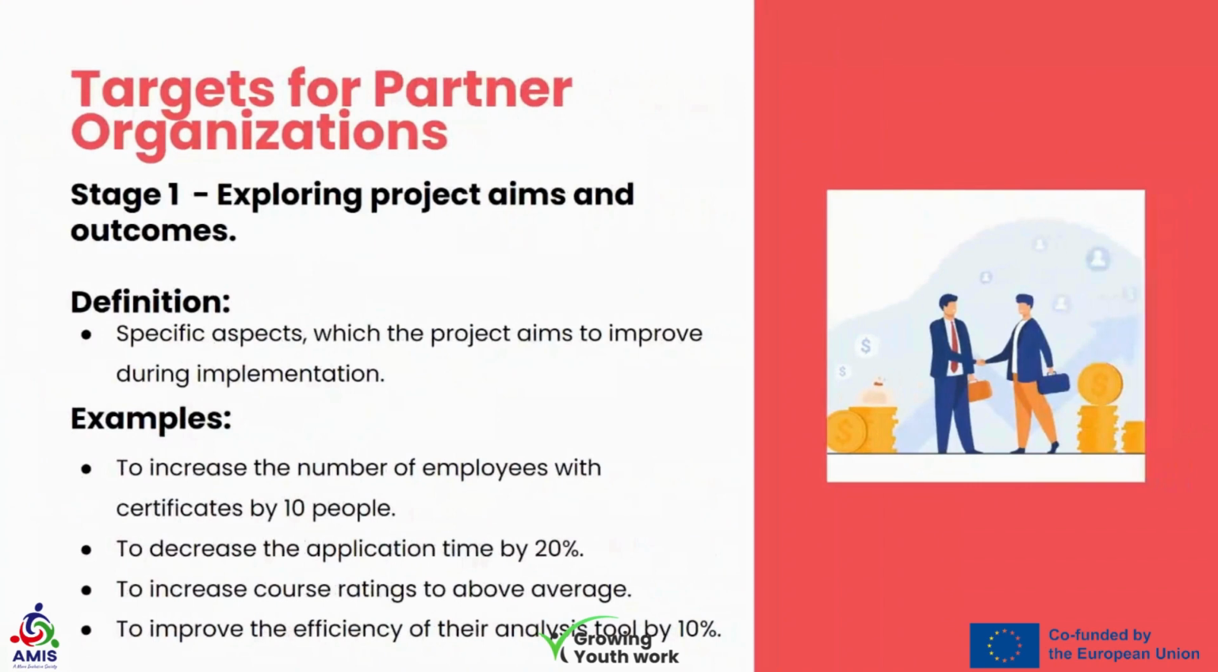Targets for partner organizations. Targets for partner organizations are the specific aspects the project aims to improve during implementation. Examples of targets for partner organizations could be to increase the number of employees with certificates by, for example, 10 people. It could be to decrease the application time on average by 20%, or to increase the ratings of their courses to a clearly above average level. It could also be to improve the efficiency of their analysis tool by 10%.